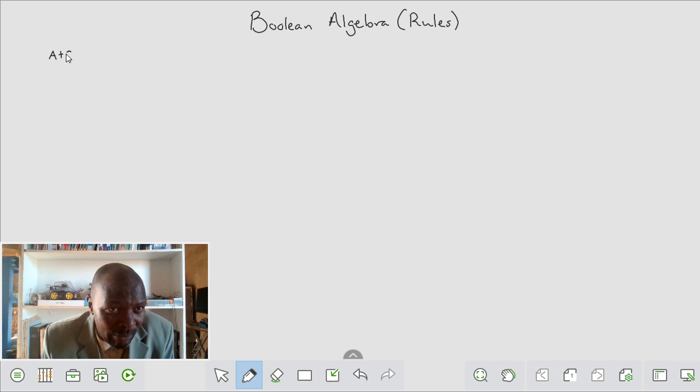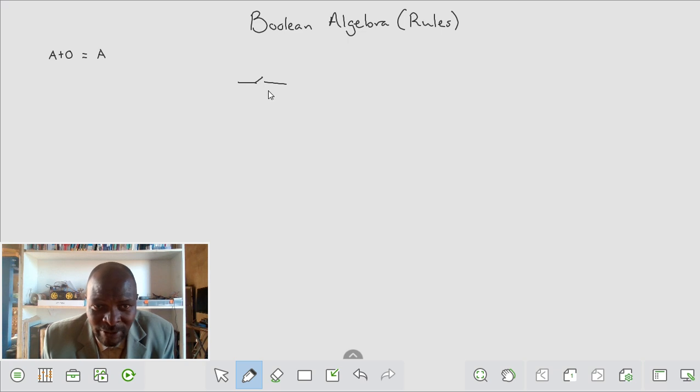Let's start with, if you add nothing to a variable: A plus 0. This is obviously A. But remember that this is binary arithmetic. Let's suppose we use a switch; we've used switches before.